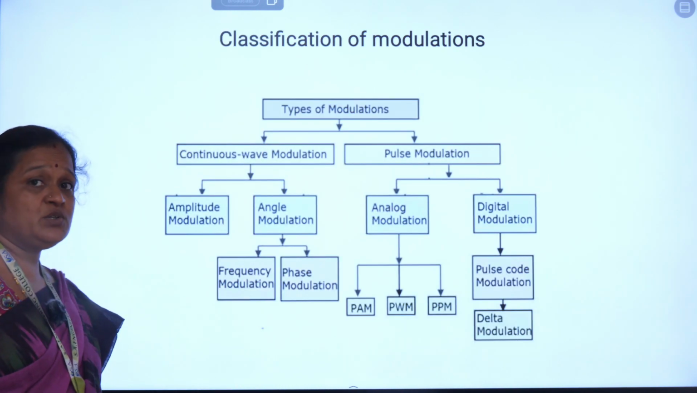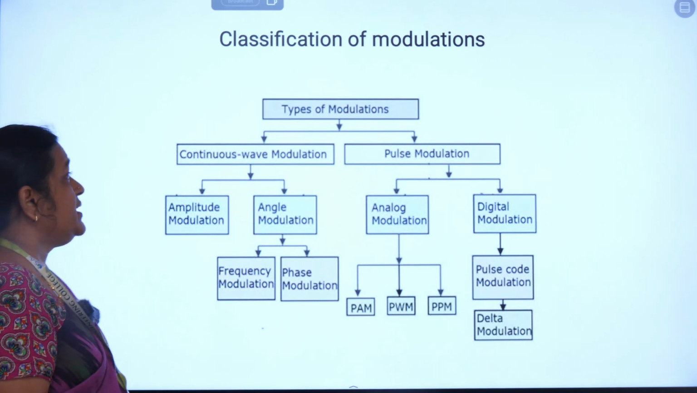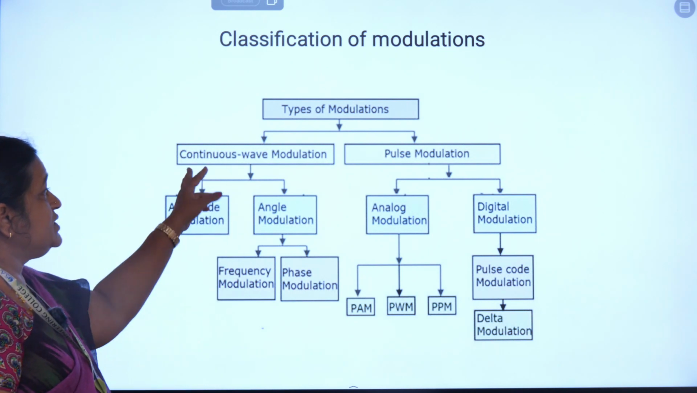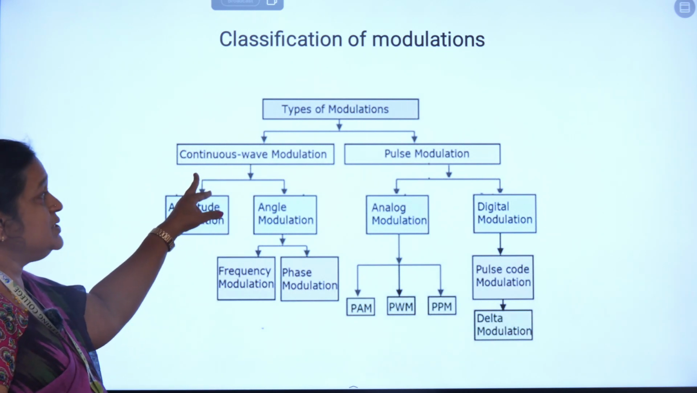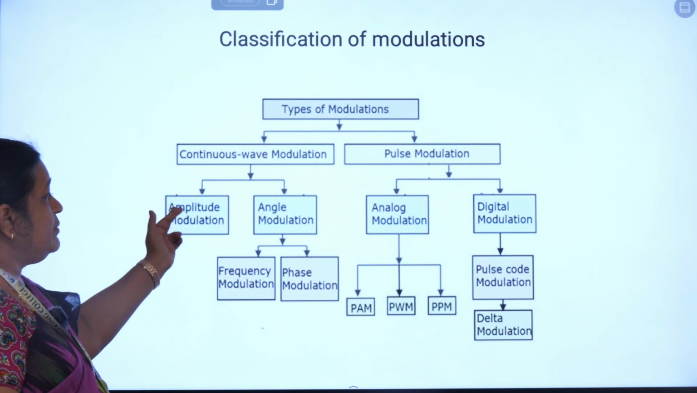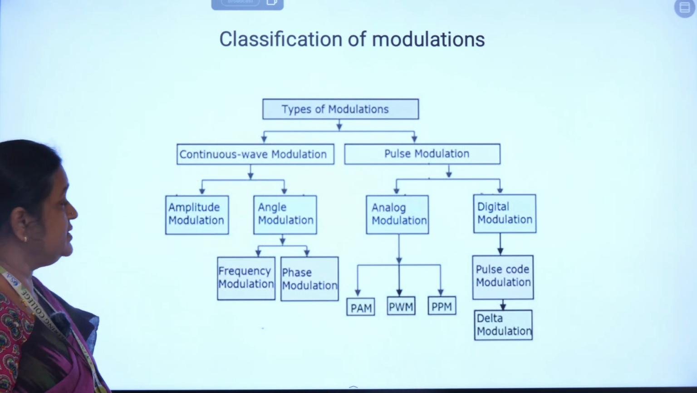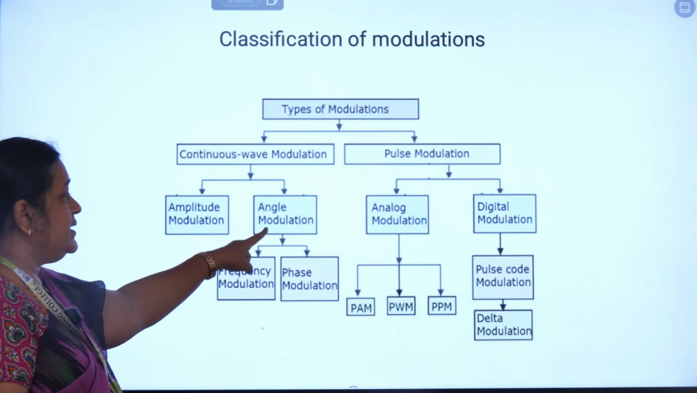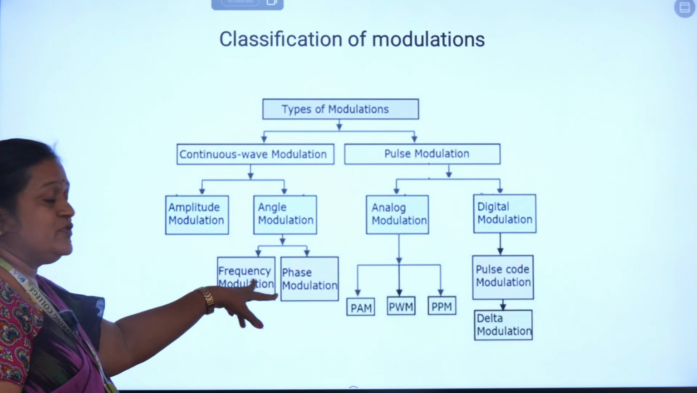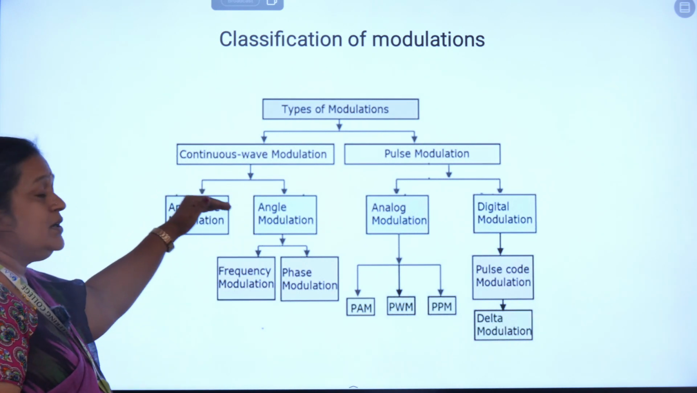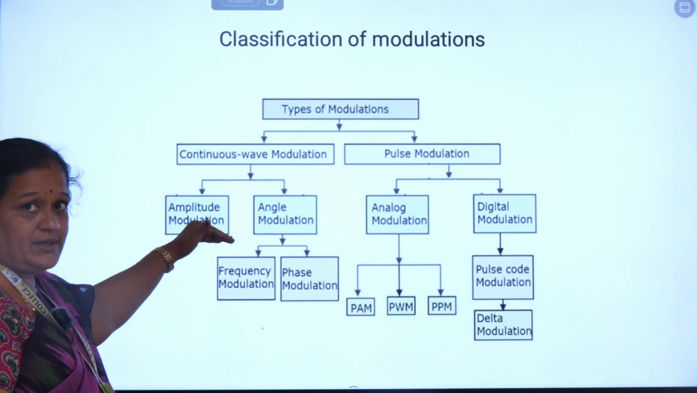Next one is classification of modulations. Usually, types of modulation are based on the application. So types of modulation are divided into two: one is continuous wave modulation and the other is pulse modulation. Continuous wave modulation has amplitude modulation and angle modulation. Amplitude modulation has no further types. Under angle modulation, there are two types: one is frequency and another one is phase modulation. These all come under continuous wave modulation.